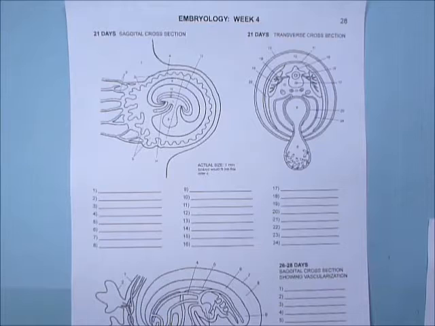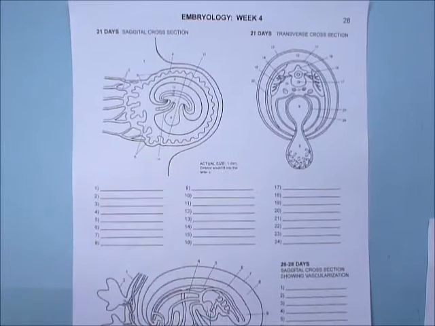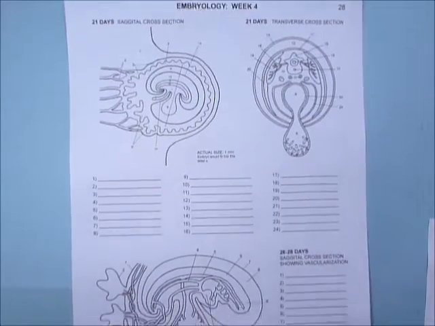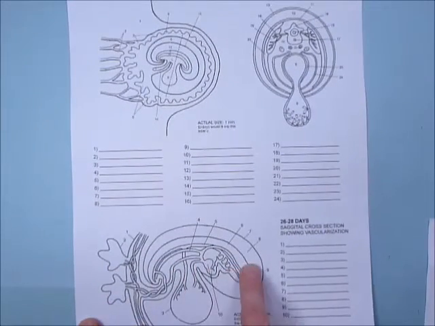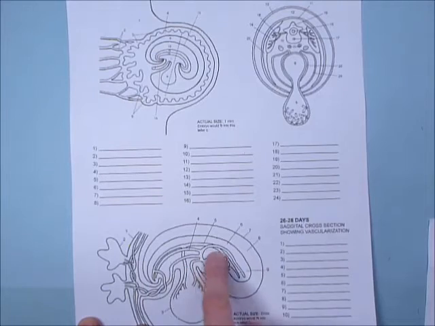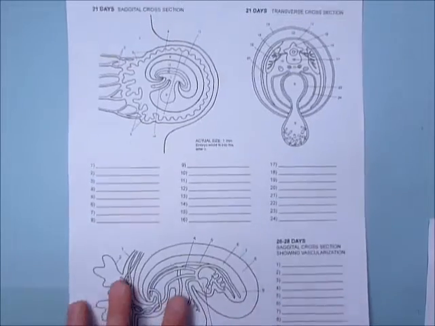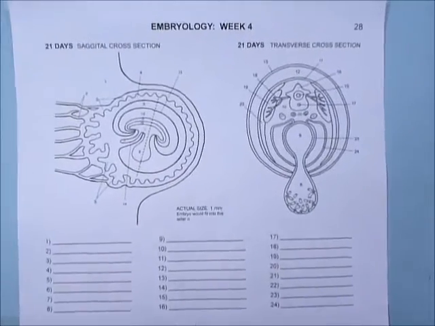In drawing 28, we're going to see three views of the embryo, and the top two are about at 21 days, but we're going to see two different views. This one called a sagittal cross-section, and this one is called a transverse cross-section. In this one down here, we're going to see it's a sagittal section with special emphasis on the vascular system. All we're going to see is the little blood vessels. Let's zoom in on the top two.